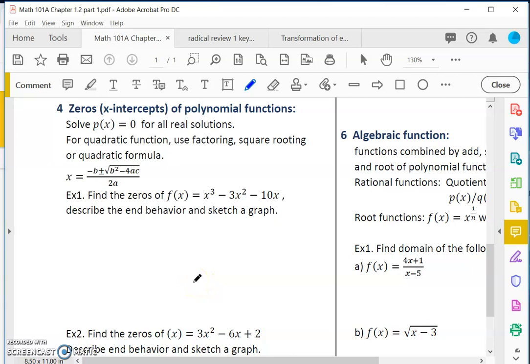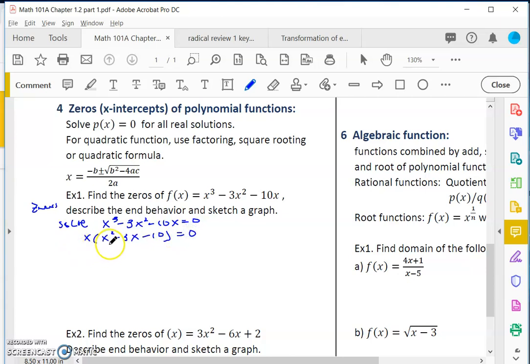So let's see, we are going to find the zeros of this and then sketch a graph of this polynomial function. So we are going to try factoring first. We always try factoring. Zero means when y is 0. So we're going to define zeros. We're going to solve x cubed minus 3x squared minus 10x equal to 0. So you factor the x out first, x times x squared minus 3x minus 10 equal to 0.